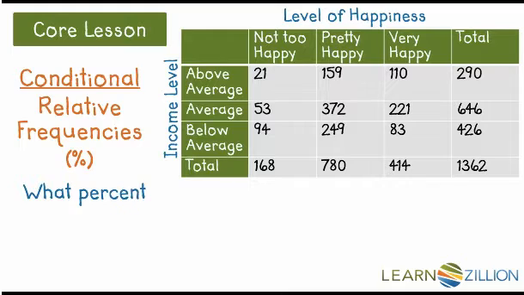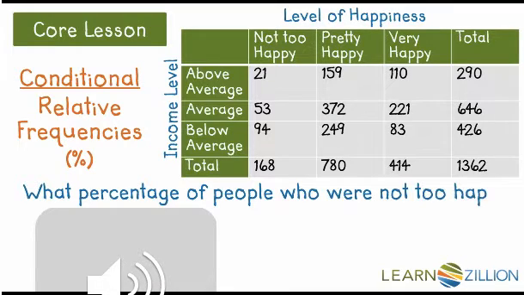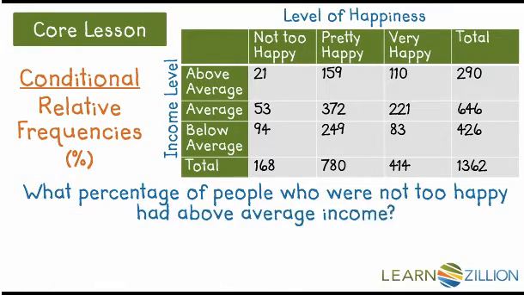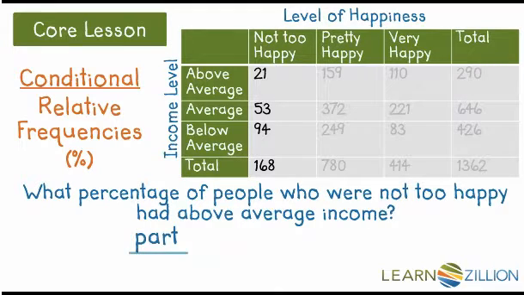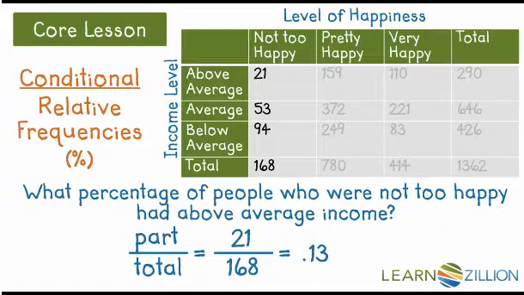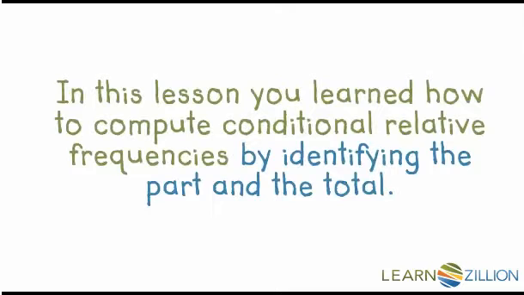Let's look at another example. What percentage of people who were not too happy had above average income? In this one, our condition is that somebody's not too happy, so we're only going to focus on that group. And then from that, we're going to look at the people who had above average income, which is 21 out of a possible 168. And that simplifies to be 13%. So 13% of people who were not too happy still had above average income.